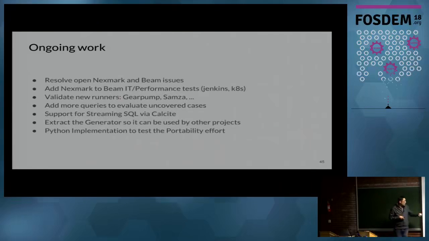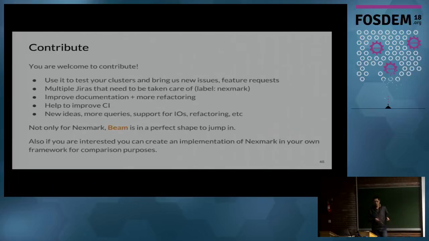And one thing that I really want to do is to extract the generator. This is something that I want to do quickly. Extract the generator so it can be used for other systems. For example, if someone wants to implement Nexmark in pure Flink, they can just take this jar and do it. And finally, there is also somebody working on a Python implementation of this, because this is part of the portability effort that we have in Beam.